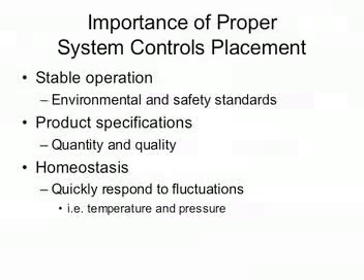The second is product specifications. This is so your company can maximize the quantity and quality of their product. And finally, we need to maintain homeostasis, which is to allow your system to respond quickly to any fluctuations such as temperature and pressure.